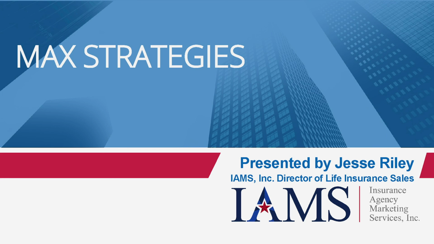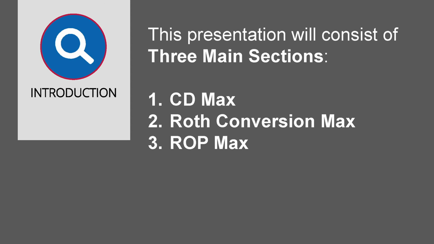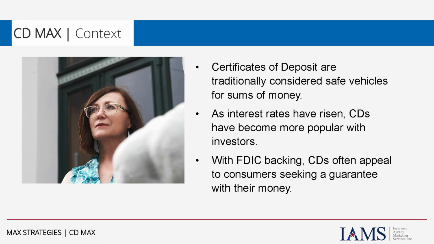So in the essence of time, let's get started. Let's just jump right into it. Today we're going to cover some maximization strategies that we can utilize with life insurance. Today's presentation consists of three main sections. We're going to cover a CD Max section, a Roth Conversion Max section, and then a Return of Premium Max section. So let's get going. We're going to start off with the CD Max concept.